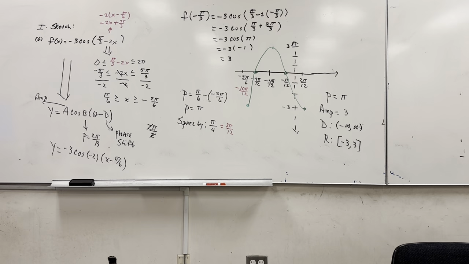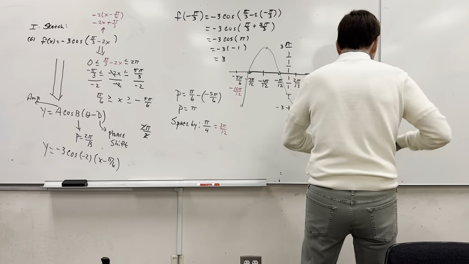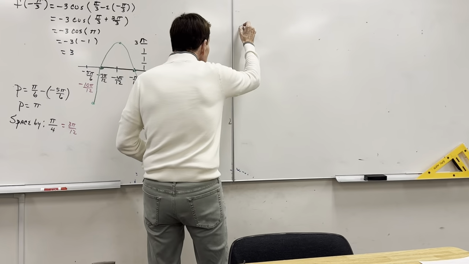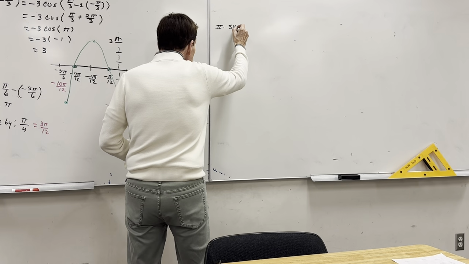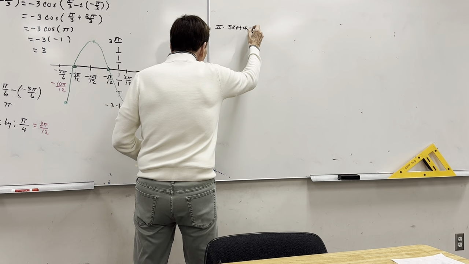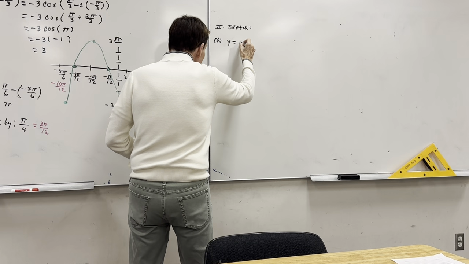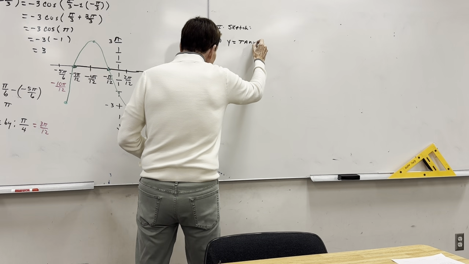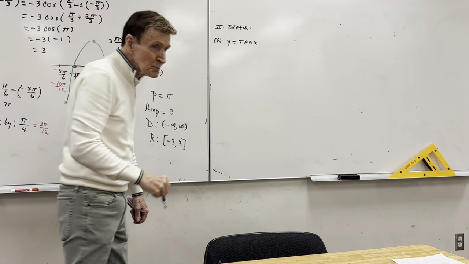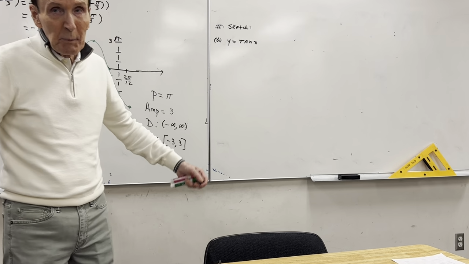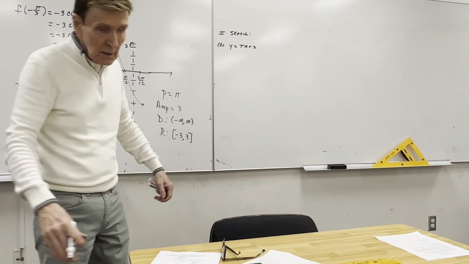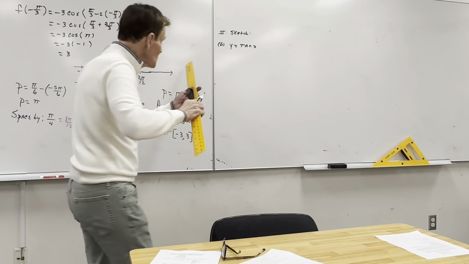I'm gonna do first, since I have not done it yet, let's go to part 2. Let's sketch. I'd like to know just what this may look like. You guys, I'm gonna call it y is equal to tan x. I want to see what a parent graph looks like for tangent. Let's go to the grid.